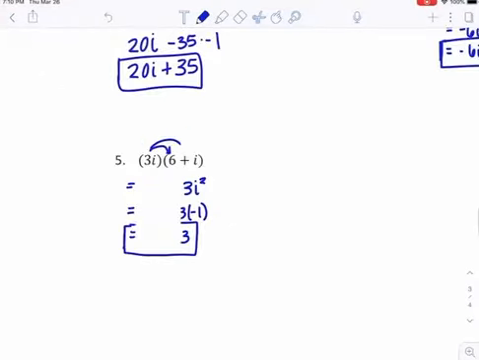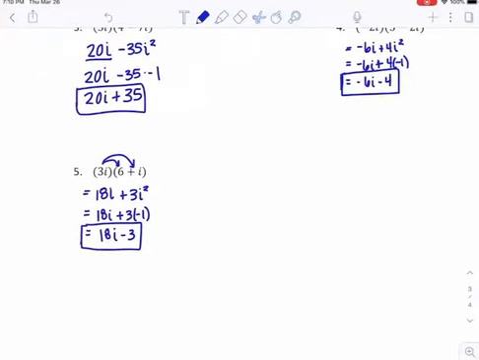Okay? And that's it. So that's your intro to imaginary numbers and complex numbers. We're going to continue on with this multiplying. We're going to start foiling with some complex numbers. We're going to divide, and then we're going to talk about when we get to higher powers with i.